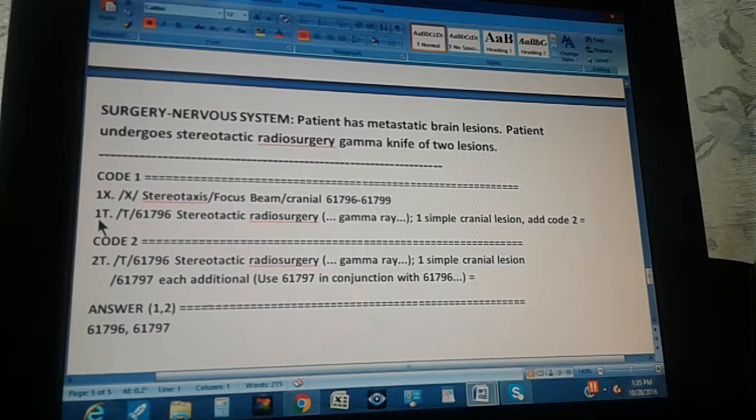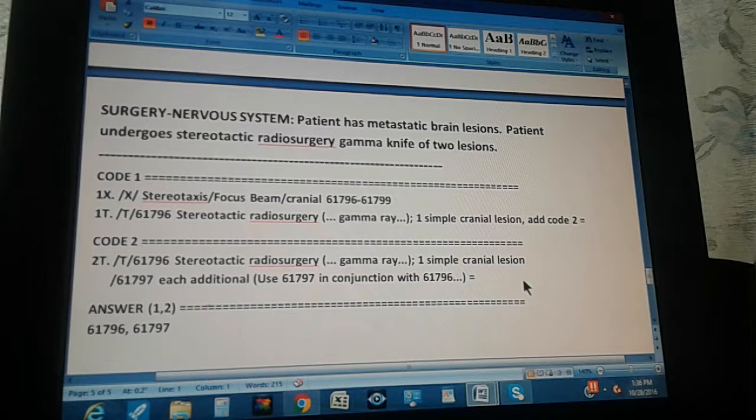So the code 1 through the tabular is found like this. First, you go to tabular. Then you start with this code, 61796. And what is that? Stereotactic radiosurgery, gamma ray, 1 simple cranial lesion. Now, it says one simple cranial lesion, so this is 2 lesions.